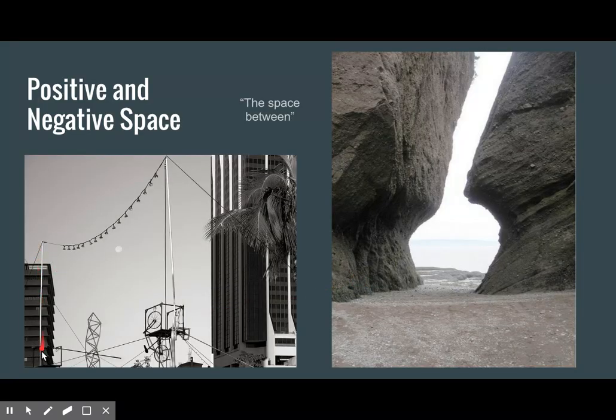If we look here, the positive space is the buildings and the wires, and the negative space are these interesting shapes that are created in the background. And here, this is this interesting space between these two rocks.